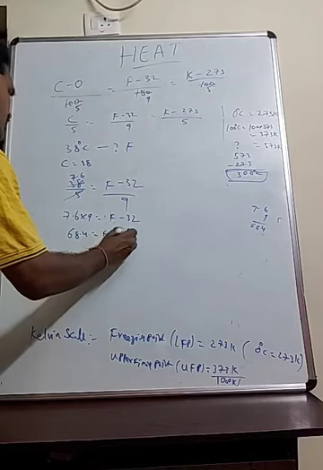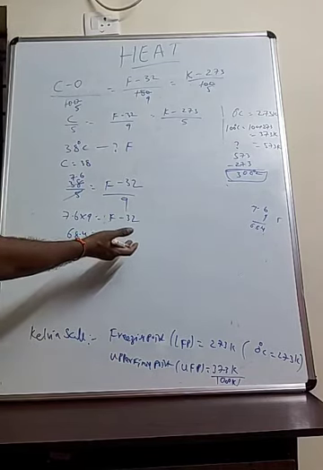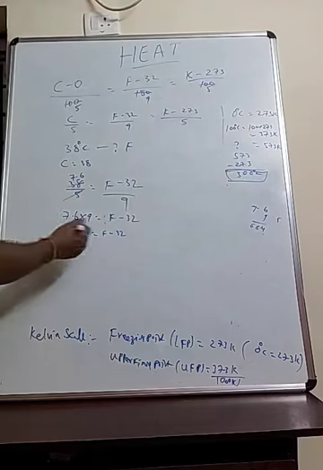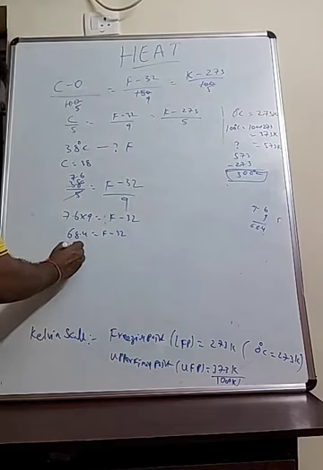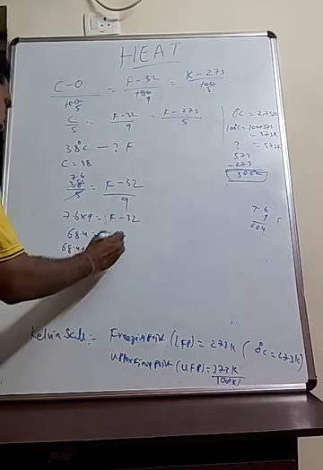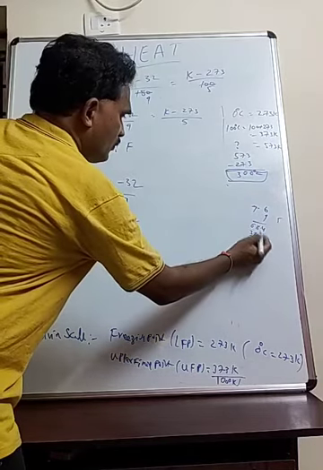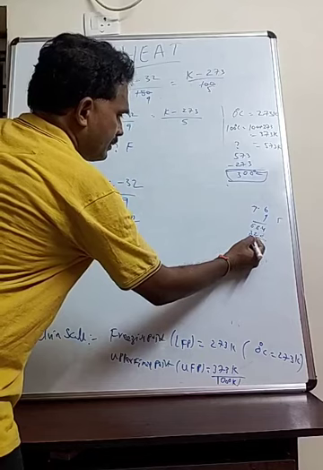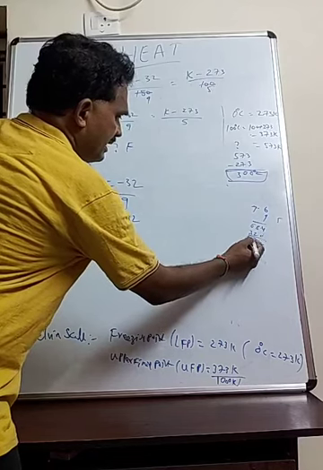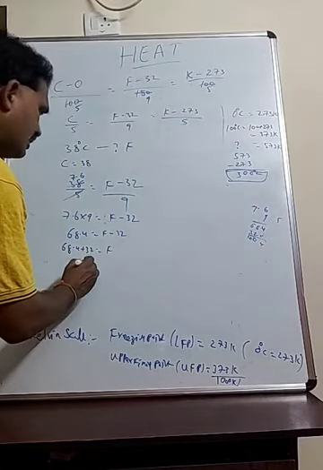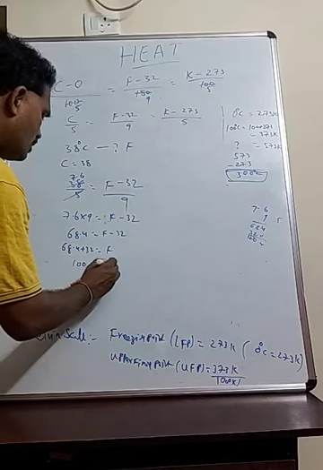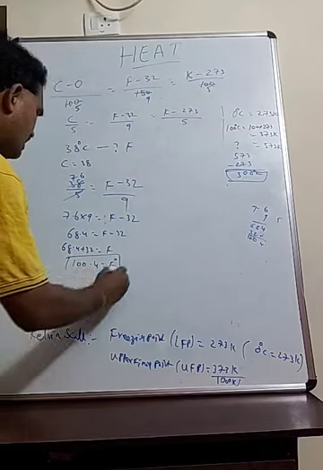68.4 equals F minus 32. If you take the minus 32 to the other side of the equal sign, you get plus 32. So 68.4 plus 32 is equal to F. So we need to add 32. 4 plus 2 is 6, 6 plus 3 is 9, 8 plus 2 is 10, so 100.4 is equal to F. That means it is fever.